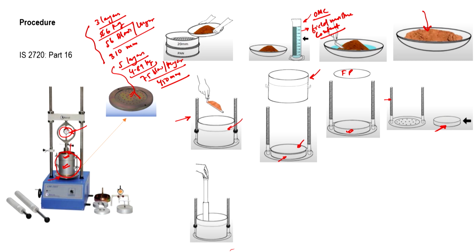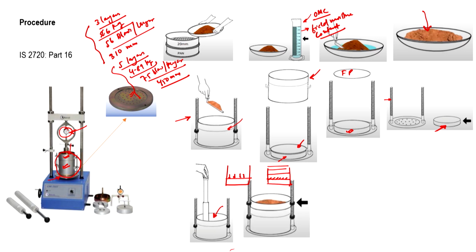Then we fill the soil in this mold in 3 to 5 layers. Let us say we are talking about heavy compaction, which means we fill in 5 different layers. We first fill one layer and give 75 blows. When this layer is compacted, we scratch it using a knife so that the next layer bonds well with it. Then we fill the second layer, and similarly we keep going till the 5th layer.